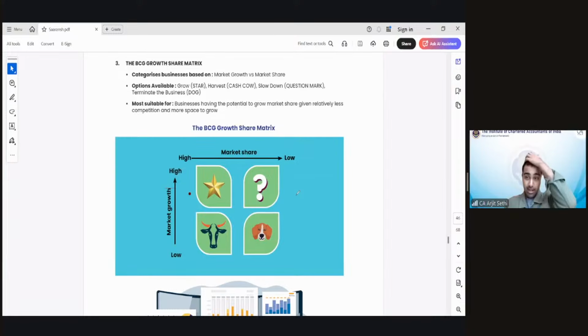In my South Indian food shop, my dosa's market growth is high and my market share is also high. The dosa market is growing and my market share in my locality is also high. I'm one of the biggest people selling dosas. The maximum dosas is what I sell in my locality. What is a dosa for me? Is it a star, a cash cow, a question mark, or a dog?